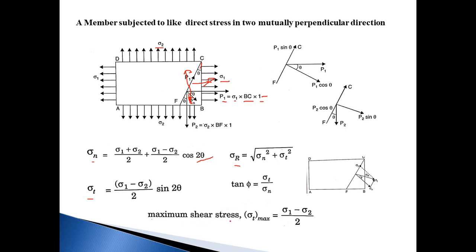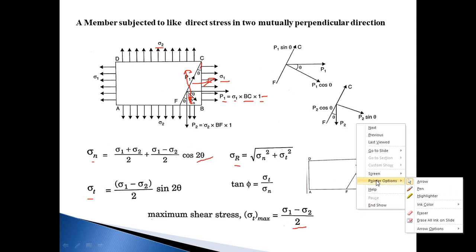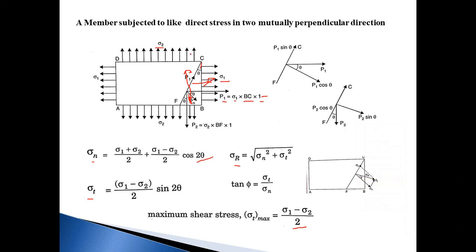Then maximum shear stress, that is sigma t max, is sigma 1 minus sigma 2 divided by 2. So this is a solution for a member subjected to like direct stresses in two mutually perpendicular directions.